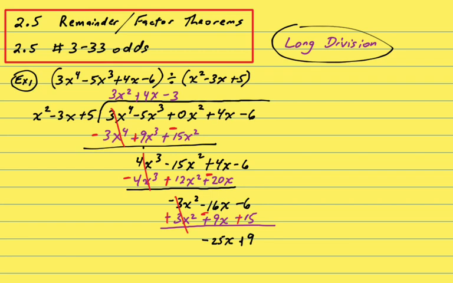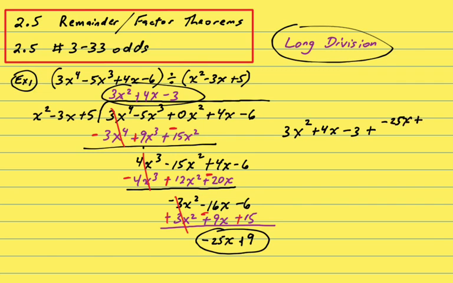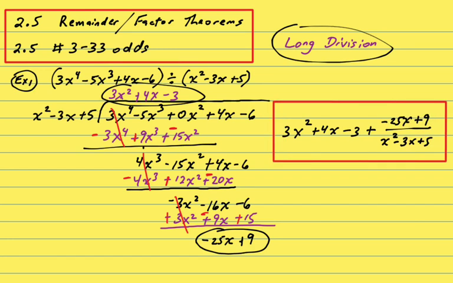So now that the power is smaller, this is called the remainder. So right now I have 3x squared plus 4x minus 3. That's what I have up here. Then you put plus your remainder over your divisor. So it's going to be over x squared minus 3x plus 5. It's a little tricky when you get remainders that you just have to put over the divisor.